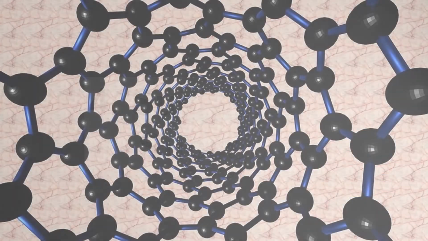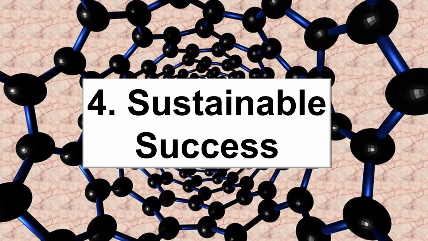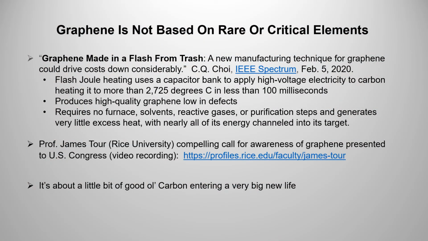I need to add to the end of this story to close the loop on life cycle and sustainable success. Graphene is not based on rare or critical elements. Luckily enough, carbon is all around us. In fact, there are some reports now that graphene can be made just by flashing, literally sparking trash, which is full of carbon. You apply a joule heat, that is, you apply a current that heats up something like a wire, you zap it essentially at high temperature for a short period of time, and it can produce high quality graphene right there. It requires no furnace, solvents, reactive gases, or purification steps. It generates very little excess heat. Nearly all of the energy is channeled into its target.